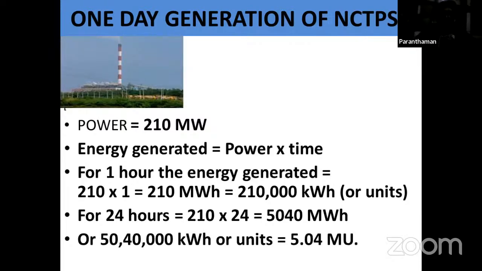Again, multiply by 1000, we get 50 lakhs and 40,000 kilowatt hour, or units. This is nothing but 5.04 million units. The million unit is the common term we will be using in our subjects. Million units and billion units. Please remember, million unit and billion unit are all the terms of energy only.